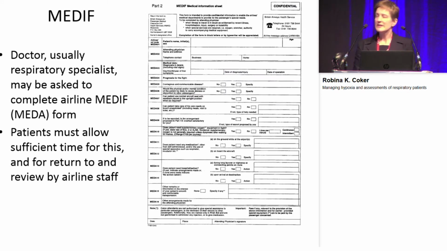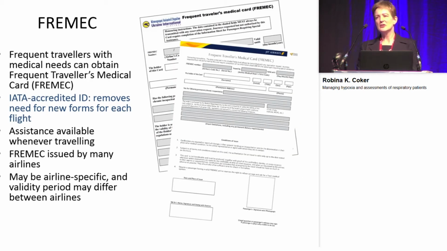I've just given you a couple of examples here of a frequent traveller's medical card. So these allow patients and the airlines to record the details of what they need so that they don't have to fill in medical forms each time they travel. These forms are issued by a number of airlines, but they may be airline-specific, and they assume that the passenger's condition is stable. So the validity per period may differ between airlines.